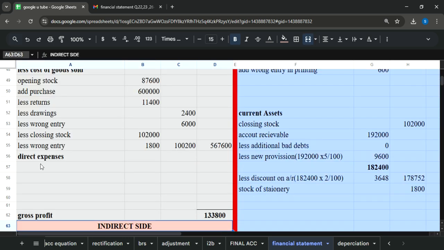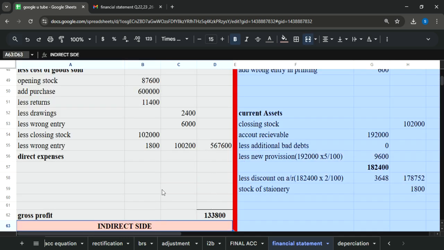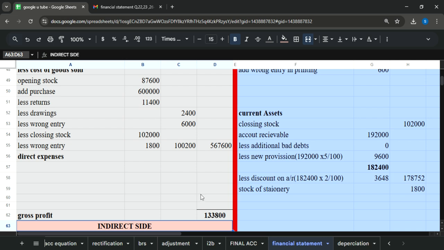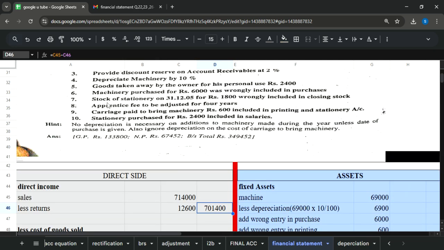So what we have done, there were no direct expenses. It means no amount was written over here. Simply, we took the amount of sales less cost of goods sold without direct expenses. The answer we have got is 133,800 gross profit. Let's see in the book. So we have got 133,800 as our gross profit, and it matched. 1 out of 4 parts we have solved. Now let's focus on indirect expenses. Once again I'm letting you know that this stock of 1,800, maybe we may have to adjust it.